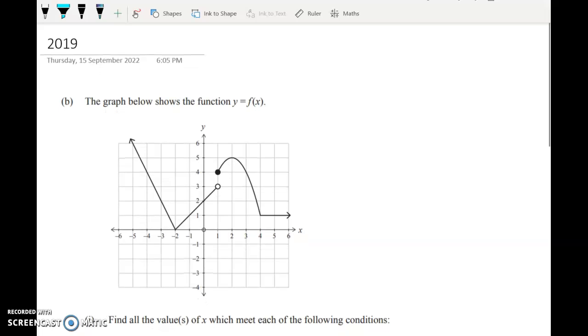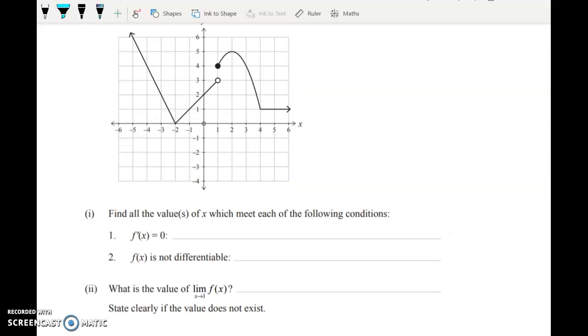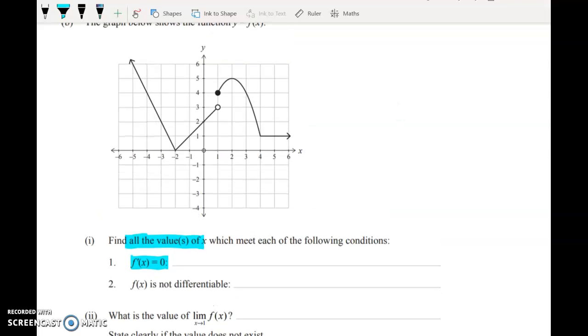Okay, so 2019 had this function, and this was the first year that these questions started being at achieved level instead of merit level. So we've just got 3 things to work out here. The first thing is we have to find all of the values of x where the gradient is 0. So just work carefully from one side to the next.